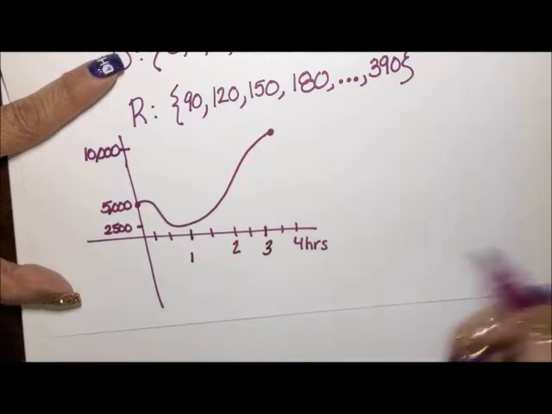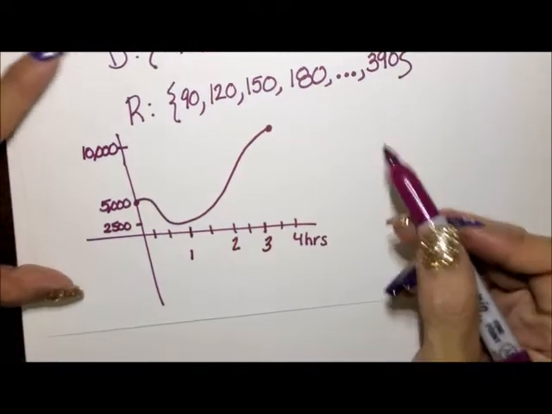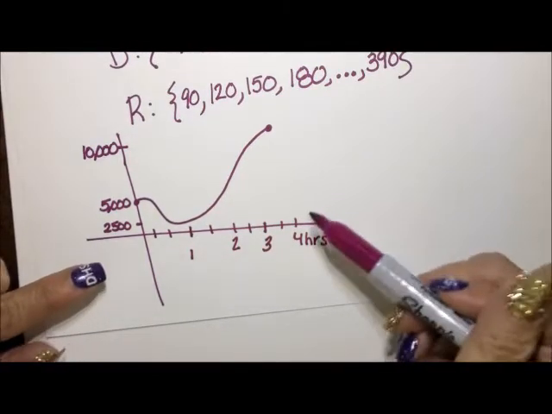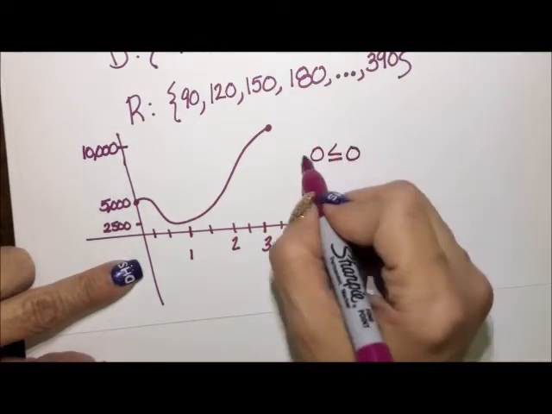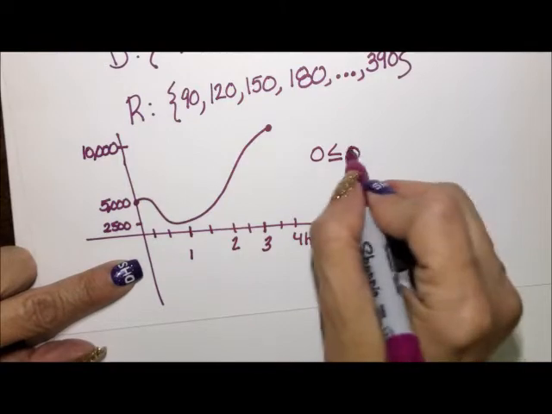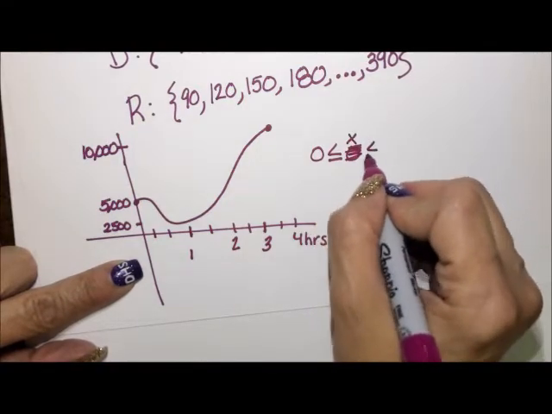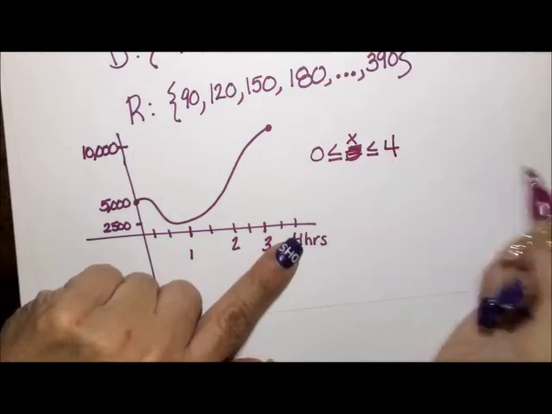Somewhere here would be like 3. Not the greatest, but you get the idea. So the question would be, what would the domain be? Well, the domain would be 0 less than or equal to x, and I'm just going to mark it out, x less than or equal to 4 hours.